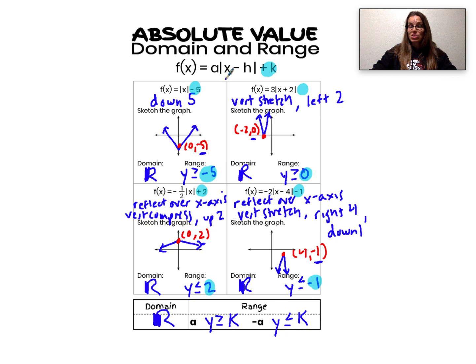a and k are what's important for the range. a determines the direction of the symbol, greater than or equal to or less than or equal to. And then k gives me what that lower or upper bound is. If you can memorize this, great, but you should also be able to sketch the transformations to check your answer.